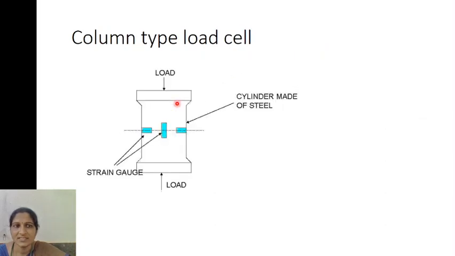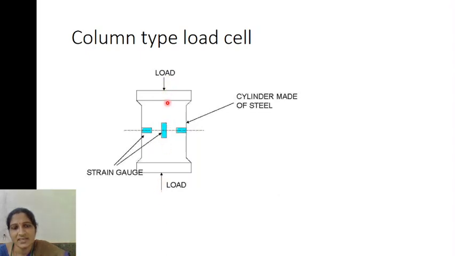And the next one is the column type load cell. This column type load cell has a cylindrical steel cylinder with strain gauges on the cylinder. Two strain gauges, one at the front and the other at the back, are placed along the axis direction, and two strain gauges are placed along the circumferential direction.